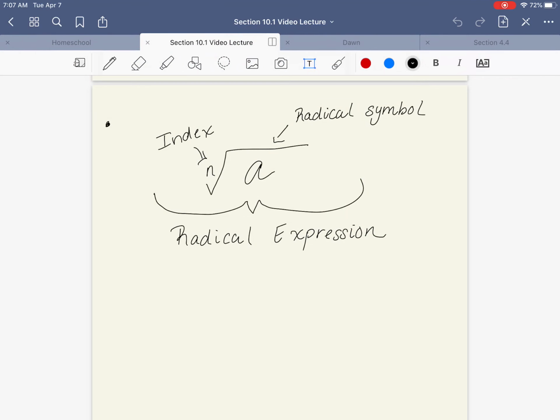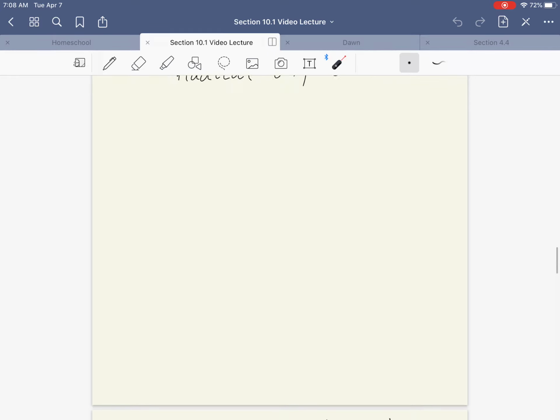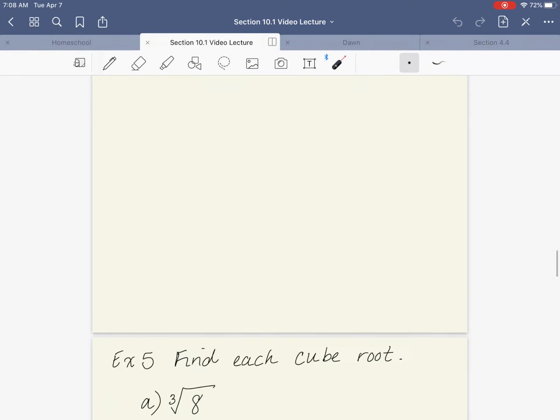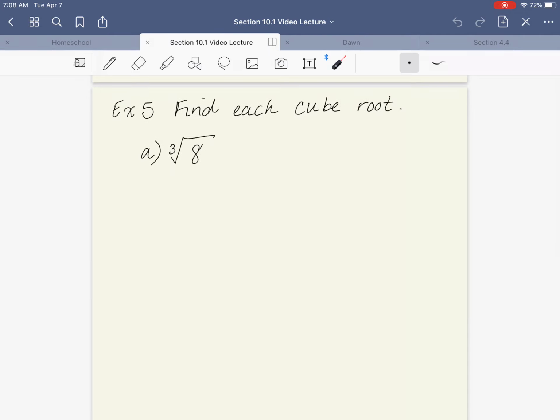All right. So again, here we have a radical expression. If there isn't a number here, that means that it's a square root, but it could be any number here. It could be a cube root, fourth root, fifth root, so on and so forth. And that number that you see there is called the index. All right, so in this case, we want to find each cube root.